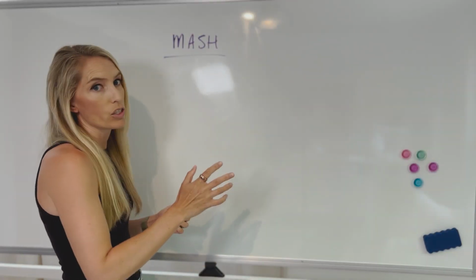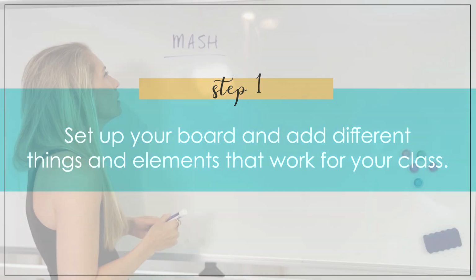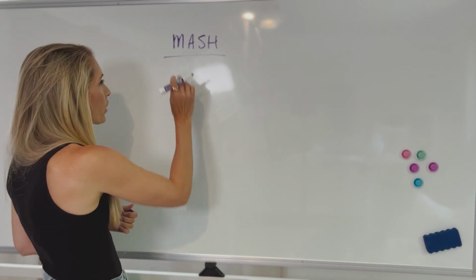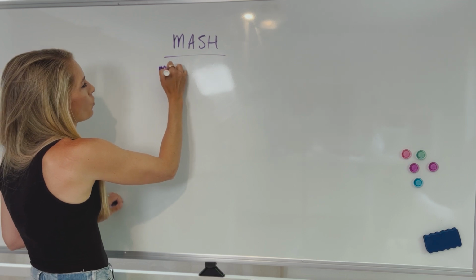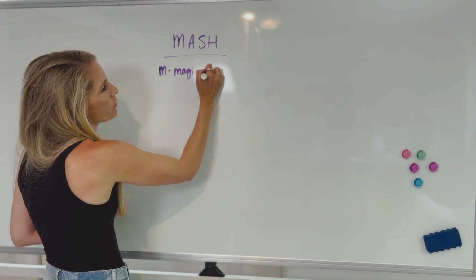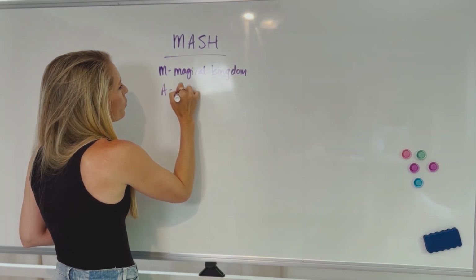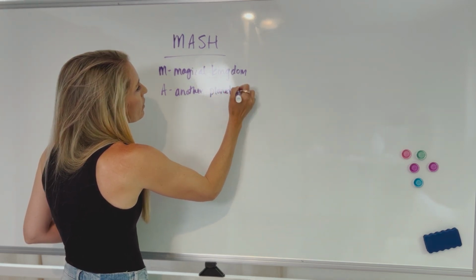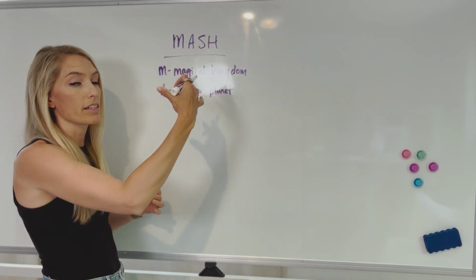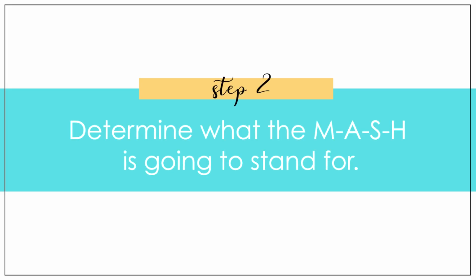So the first thing that you're going to want to do is set up your board. And I'm going to show you how to do that. You can add different elements that work for your class. But essentially, whereas MASH stands for mansion, etc., M might stand for something like magical kingdom. Okay, and you're going to want to give students all of this information before you start. And A might stand for another planet. Basically, this part is giving students a setting, right?